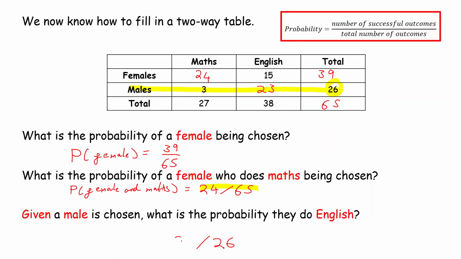Really I should be writing the probability. The way that you would write this formally, and this is a bit more complex, and you don't have to write this, but it's a better way of doing it, is the probability of doing English, and then the given part, which you write like this, given that they are a male. This is quite high level notation. It means the probability that they do English, given that they're a male, is 23 out of 26, and that is your answer. So you've got to look out for that given part. That's really important because the total will change.